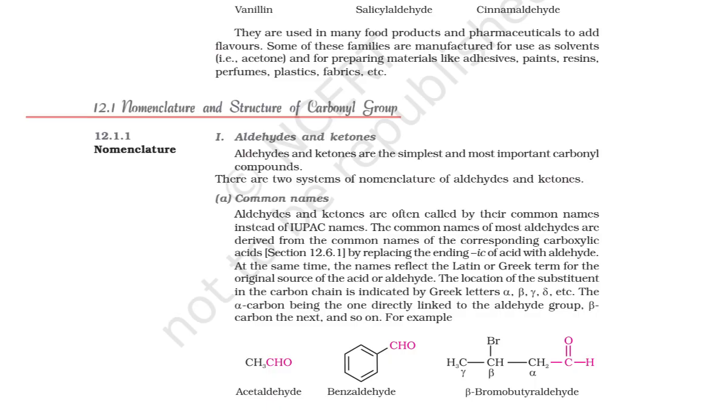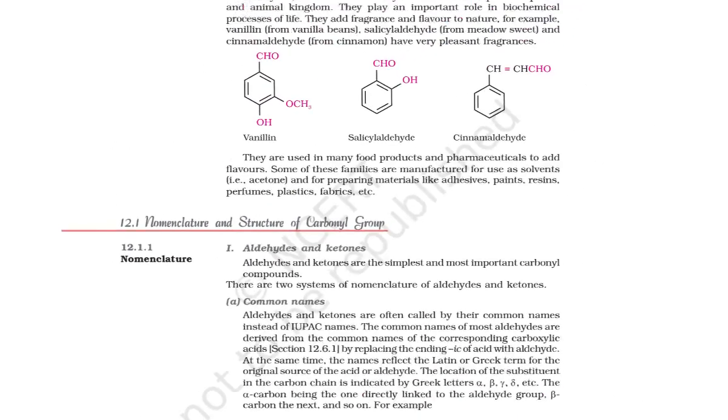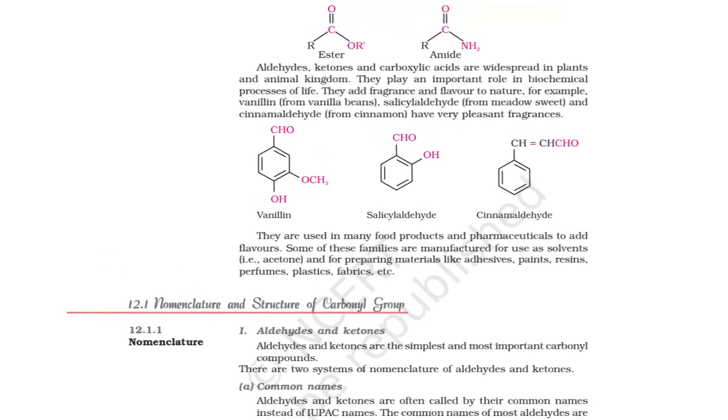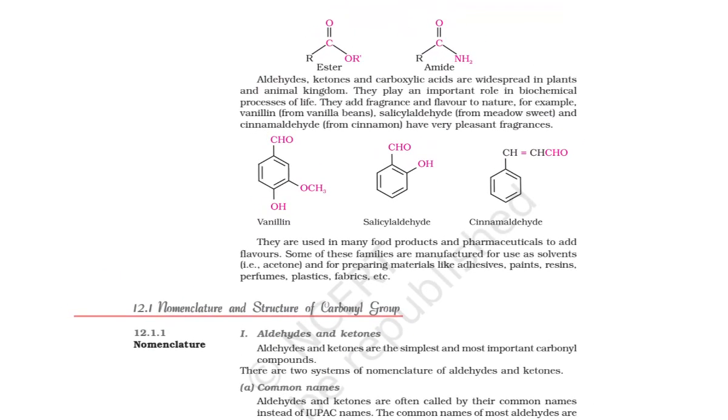Look here, the carbonyl group is bonded with OR, so this is an ester. The carbonyl group is bonded with NH2, this is an amide. Aldehydes, ketones and carboxylic acids are widespread in the plant and animal kingdom. They play an important role in biochemical processes. They add fragrance and flavor to nature.